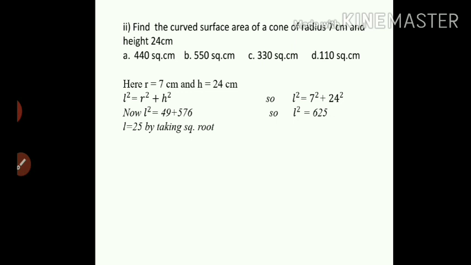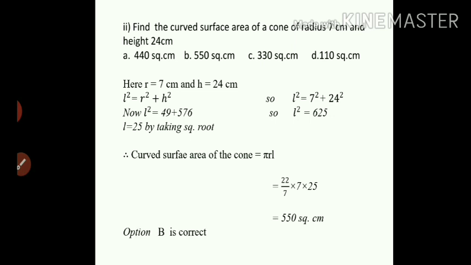Now I will find curved surface area. So we know the formula for curved surface area is pi r L. Now pi I will take 22/7 multiply by R is given 7 and slant height we got 25. So you can see 7 and 7 get cancelled. So when you multiply 22 into 25 will be 550 square centimeter. So here option B is correct. Now we'll move on to the next question.